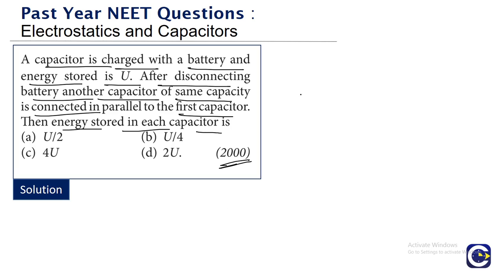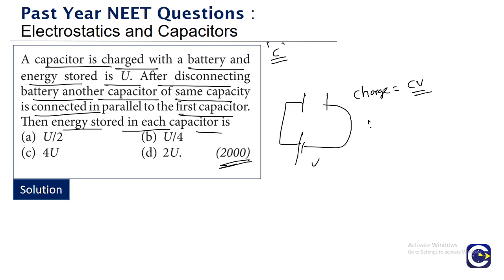That is the question. So look at it, we have a capacitor whose capacitance is, here they have not given the values, but let us say C. We are connecting it across a battery of voltage V. Then the charge on this capacitor will be equal to what? C times V, and the energy will be half CV square.